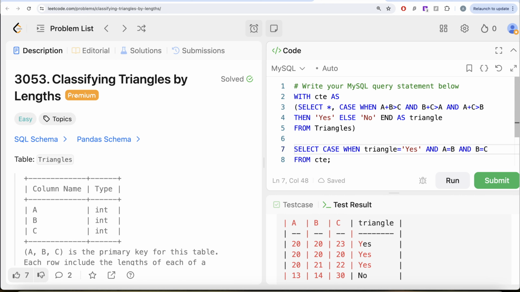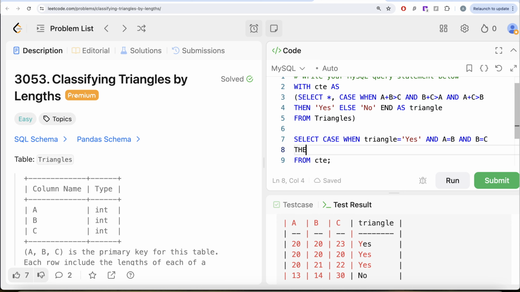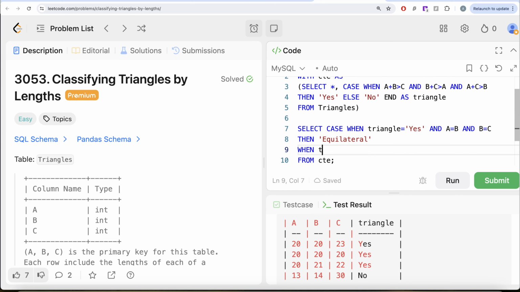You do not need to check for A equal to C, because if A is equal to B and B is equal to C, then ultimately A is equal to C. Then what you do is, it is an equilateral triangle. So triangle formation is yes and all the three sides are equal. Then we return equilateral triangle.